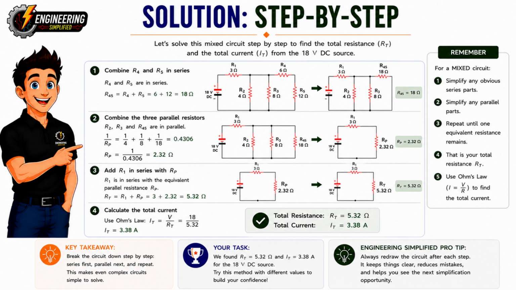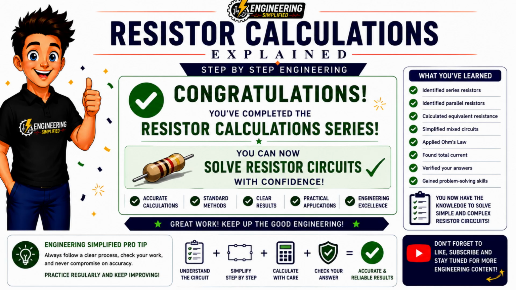Simplify one section at a time, redraw the circuit after each step, and even the most complex resistor networks become straightforward to solve. Congratulations! You've now completed the Engineering Simplified Resistor Calculations series. You've learned how to identify series and parallel resistor networks, simplify mixed circuits, calculate equivalent resistance, apply Ohm's law, and verify your answers with confidence.